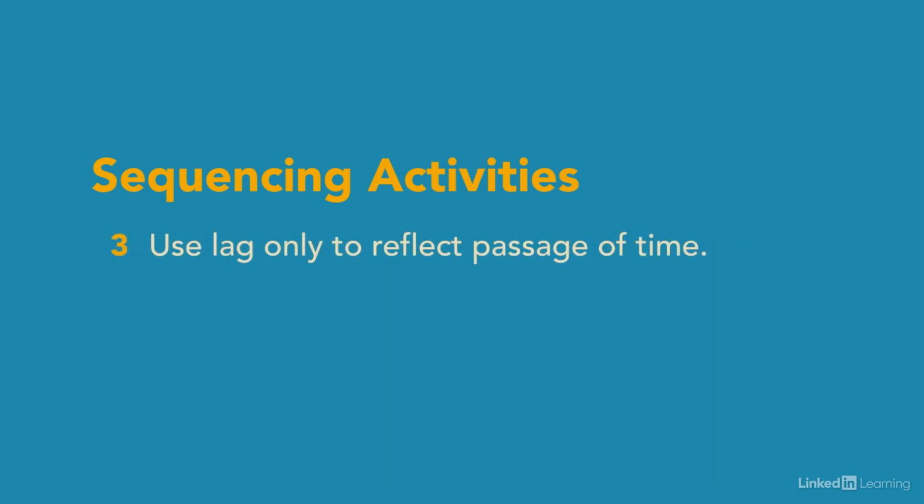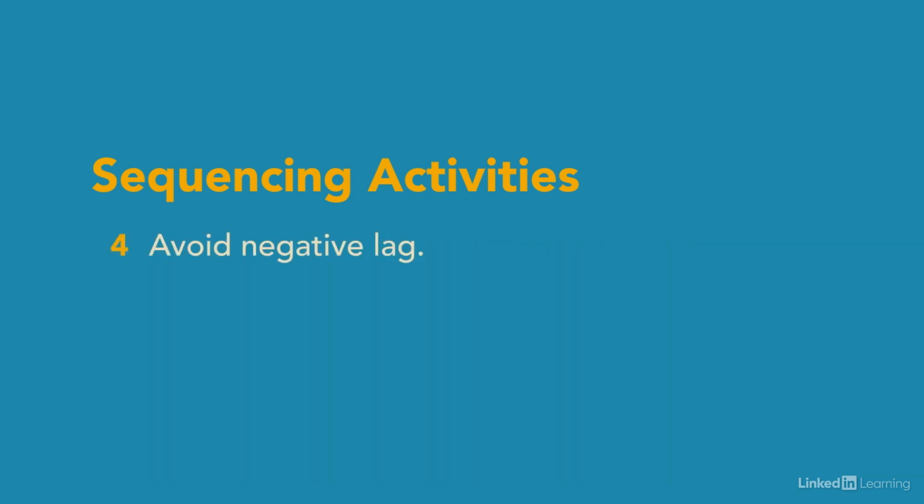Third, apply lagged dependencies only to reflect passage of time. Do not use lag if a delay is due to work that must be performed. Fourth, avoid negative lag, or lead, because it implies that you know when the predecessor activity will finish. Instead, try using shorter tasks with finish-to-start links.